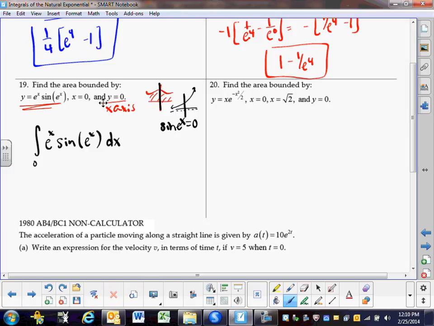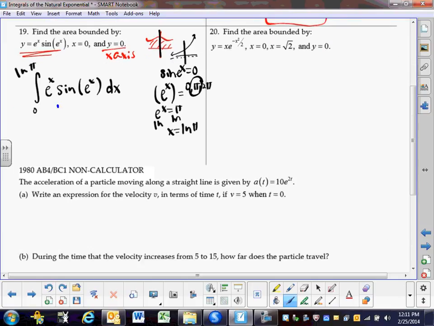We have to remember that e to the x is never going to be negative or 0. That means the only thing that can make this 0 is if sine of e to the x equals 0. That means that whatever is inside the angle, e to the x, has to equal something that would make sine 0. So that would be 0, pi, 2 pi, etc. We're going to choose pi so that it's the very first one so we can get that area. So e to the x equals pi, which means we have to natural log both sides, and so x equals the natural log of pi.